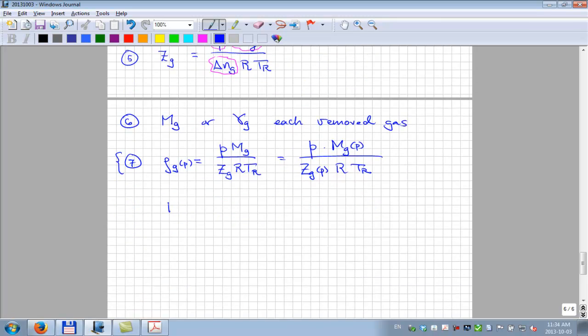So both Mg and Z change, because the composition of the gas will change from stage to stage. So this may be reported, as may the composition from the DLE test as a function of pressure. So that may also be reported.